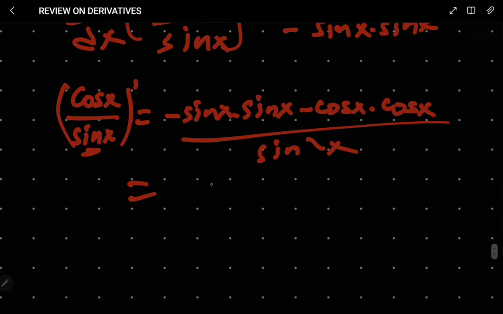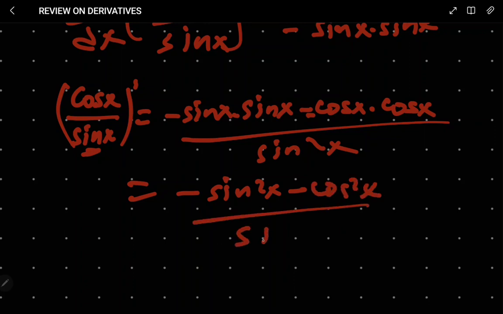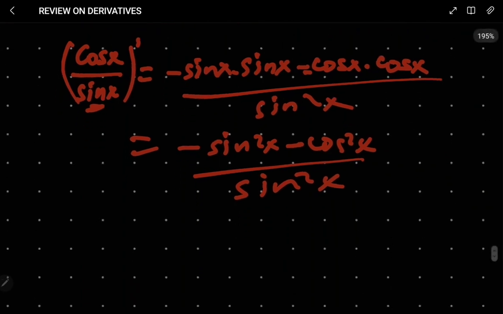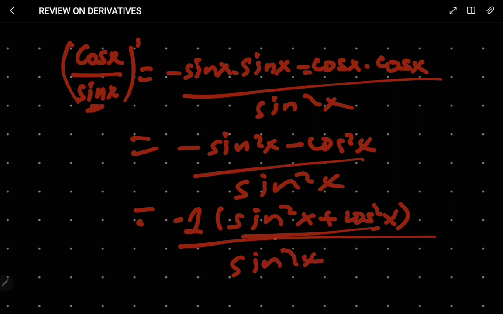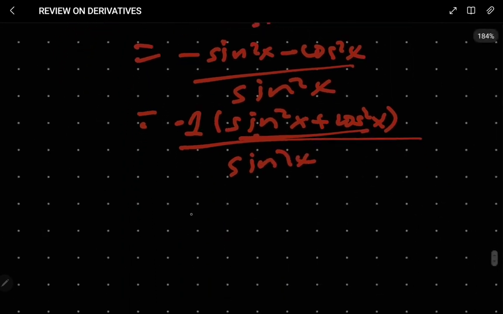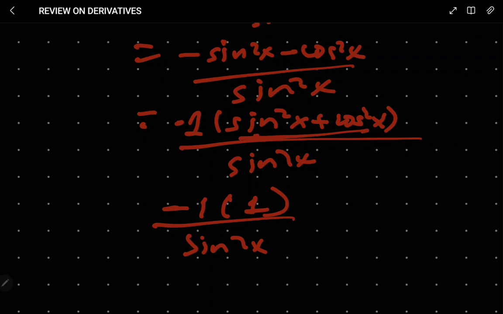How much is this one? You can take the minus common: minus sine square x minus cos square x over sine square x. So when you take minus 1 common, you get sine square x plus cos square x, over sine square x. We know sine square x plus cos square x is 1. So from your trigonometry, it is minus 1 times 1 over sine square x.